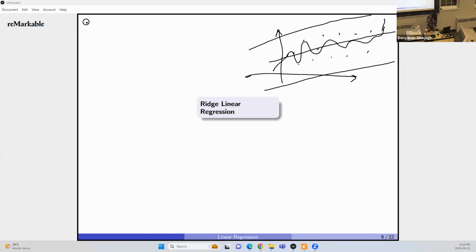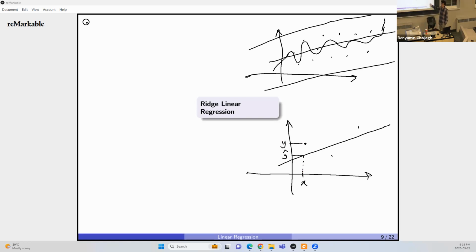This one, right? By the way, what do I mean by fitting a line like this? Let me clarify. For this X, my actual label was here. But what I predict is here, Y hat. As you see, there is a difference between Y and Y hat. And we were minimizing this difference for training data.